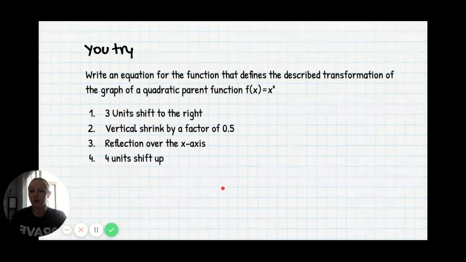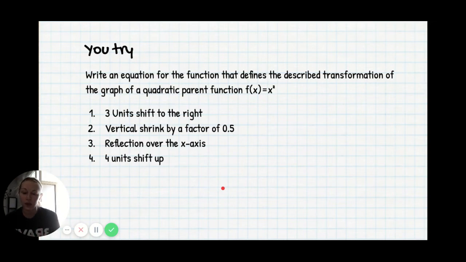So here's a you try. I've given you 4 different things I want to happen. I want you to look through these things. I want you to pause the video and try your best to write an equation in vertex form of this quadratic. And then when you think you got it, I want you to hit play again and look at the example and the answer and see if you got it.